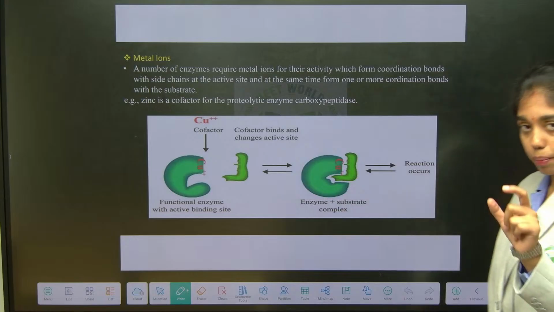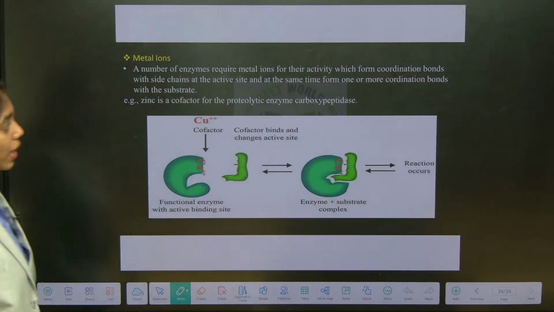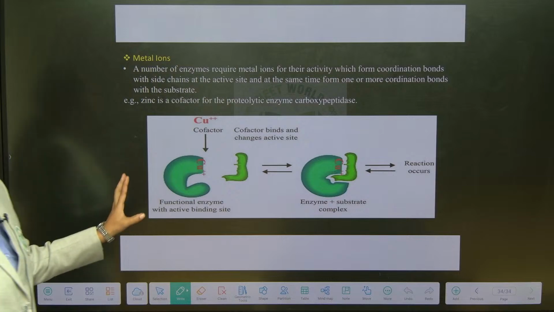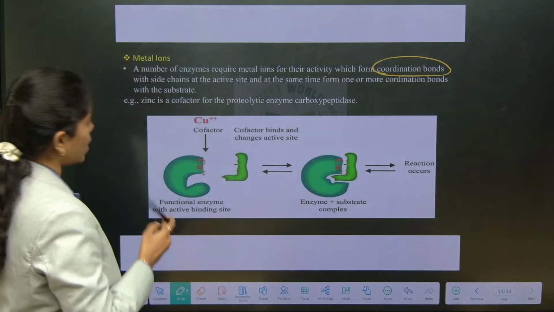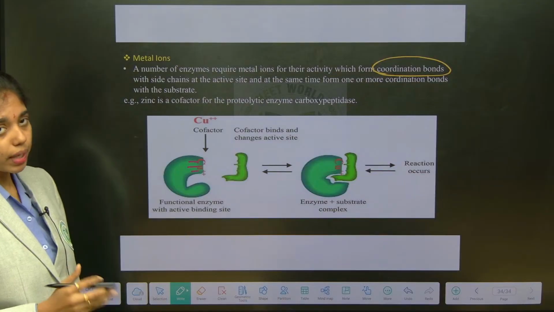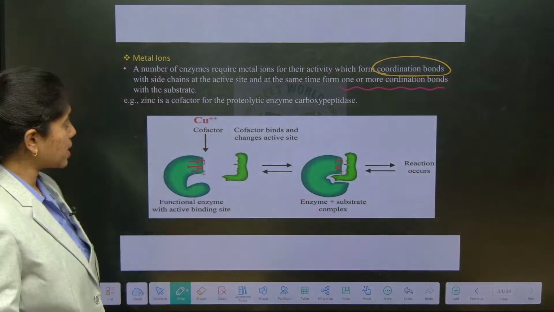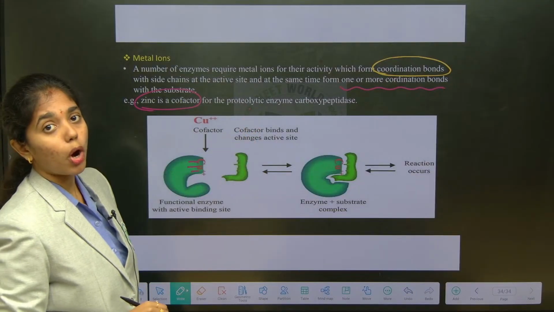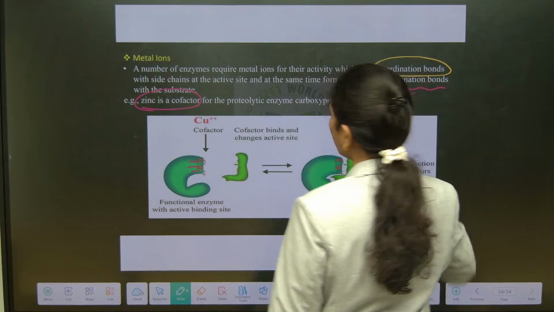Lastly, metal ions. Metal ions are bound along with enzymes by strong coordination bonds. A number of enzymes require metal ions for their activity, forming coordination bonds with the side chains of the enzyme at the active site, and at the same time forming one or more coordination bonds with the substrate. For example, zinc is the cofactor for the proteolytic enzyme carboxypeptidase.